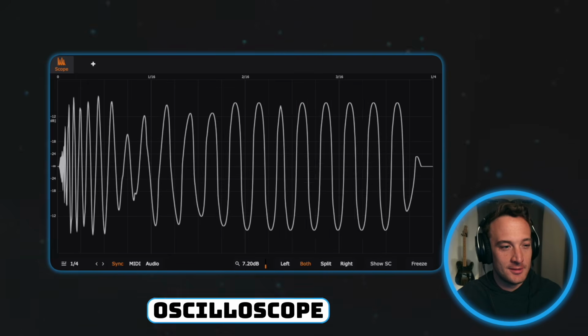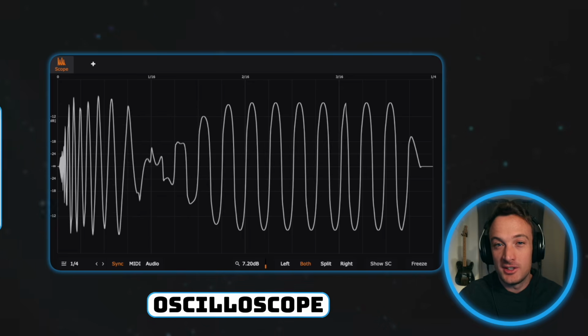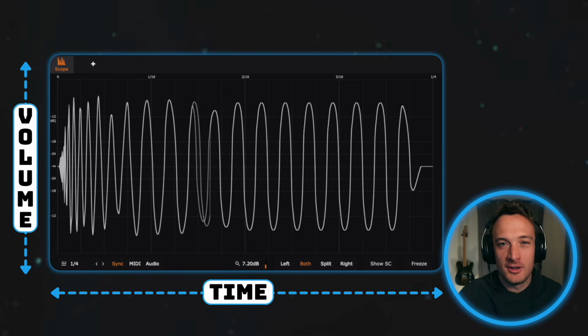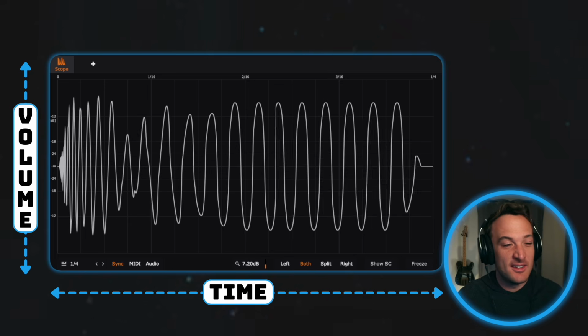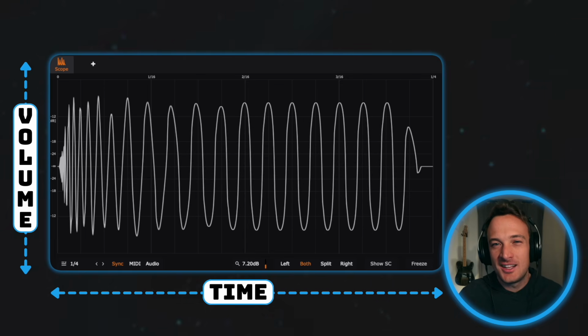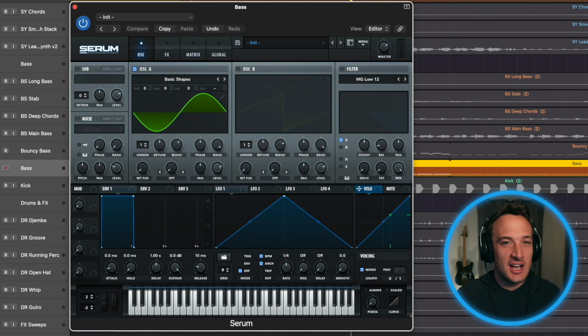But let's look at the kick and bass together. This is an oscilloscope that shows volume over time, and it's showing a big problem here. We have the same kick playing and the same bass playing every time, so why are the sound waves constantly changing? To answer that, we gotta go into the synth where the bass sound is coming from.